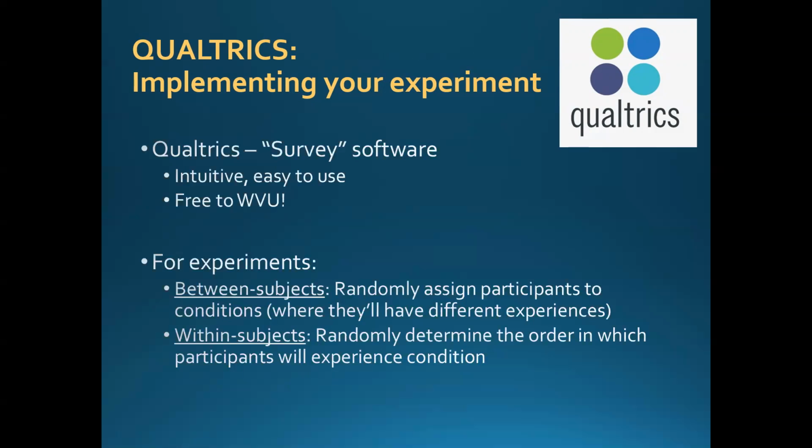But here's some things that it can do. So for experiments, for between subjects, it can randomly assign participants to conditions. So they'll have different experiences so that you don't have to manually assign people yourself. They'll click on it, you'll put this link on social media and it'll just randomly assign them. If you're doing it within subjects, whenever you do a within subject study, you want to vary the order in which they receive the intervention. Some people may potentially receive the intervention first, other people receive it second. So it can also randomize the order in which they receive it.